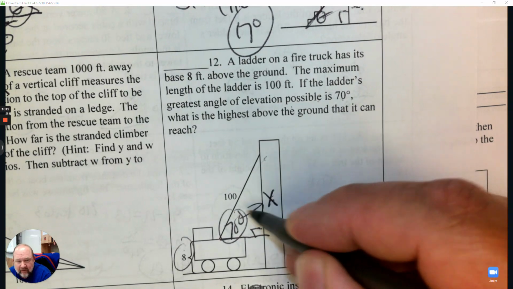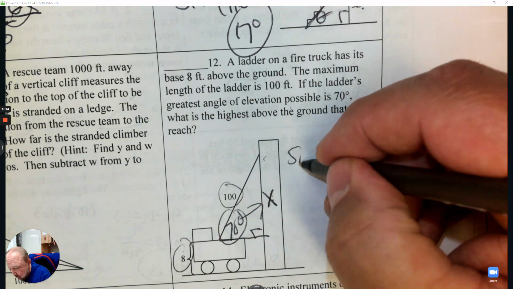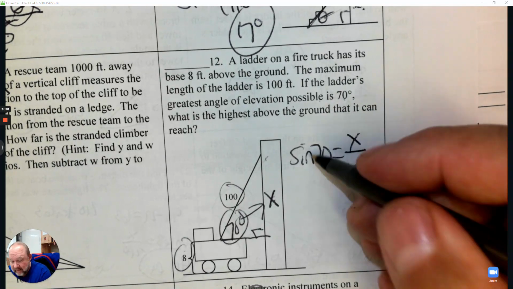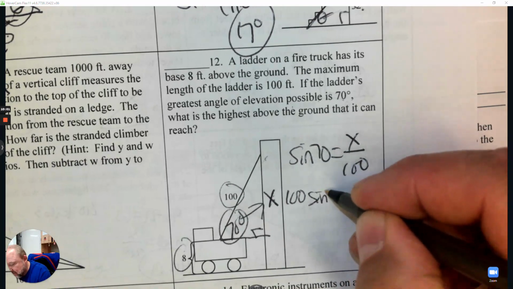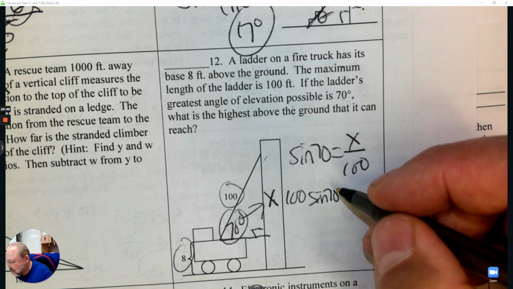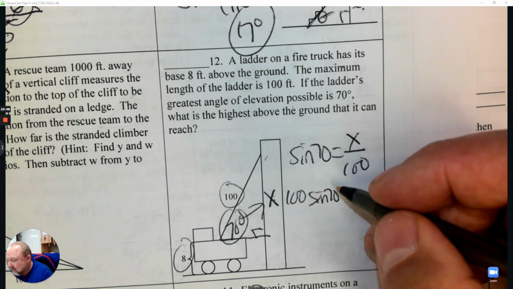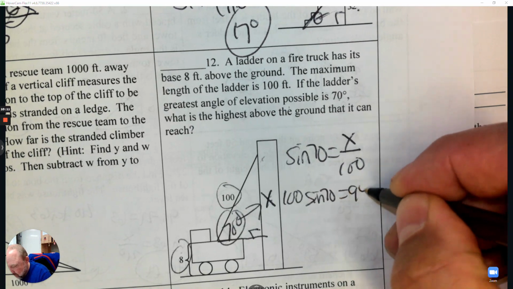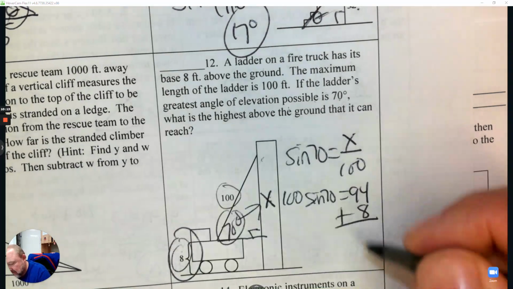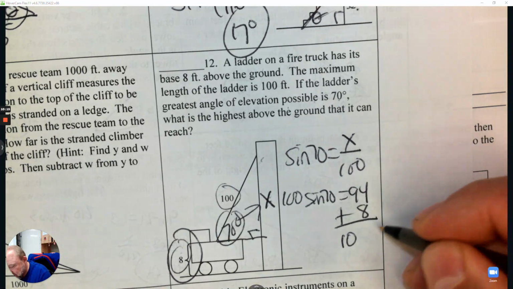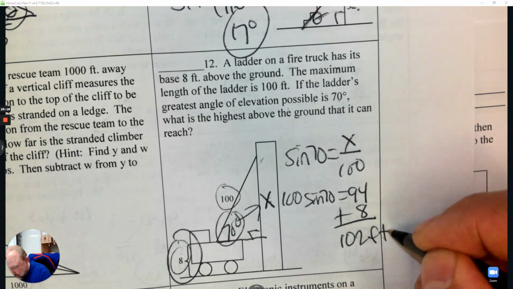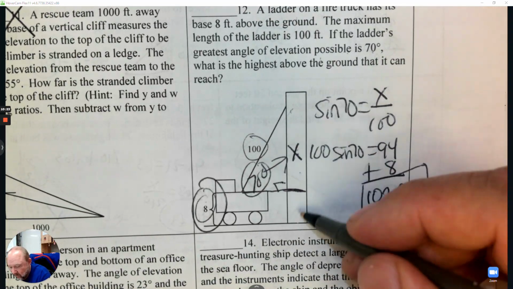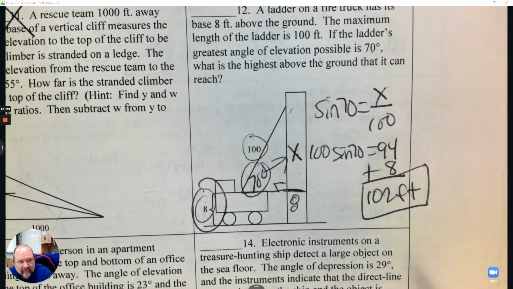So this is opposite over hypotenuse again. That's sine. So we're going to write down sine 70 equals x over 100. I'm going to multiply, so I'm going to go 100 times sine 70. That's 94. I have to add 8 to that. So I'm going to add 8, this part here, to get 102. And there's my answer. So up to here is 94, and then I have 8 more I add, so I have it all added up.